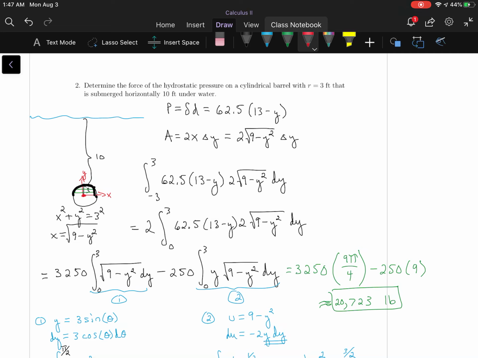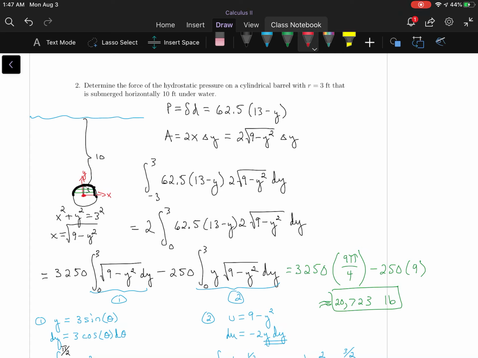And now I need to start putting together my force equation. So pressure in this case, since we have feet, is going to be delta times d, not rho g d. Delta, being that this is water, is 62.5, and depth is going to be 13 minus y.